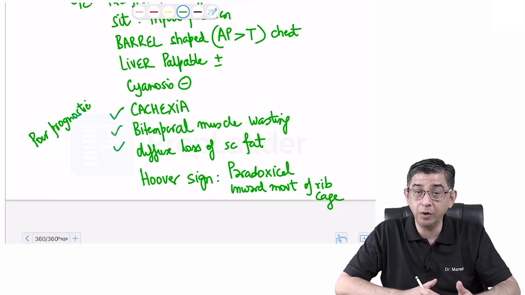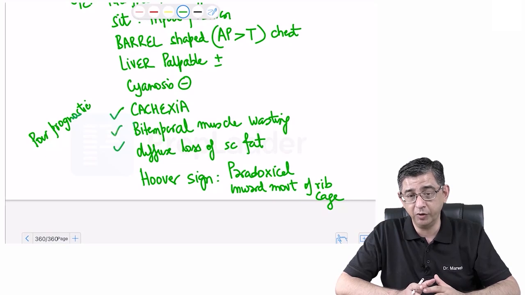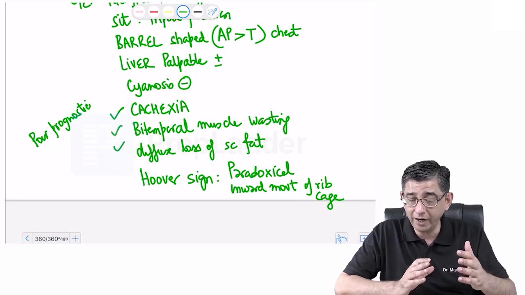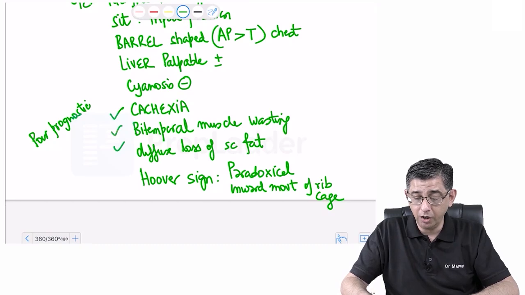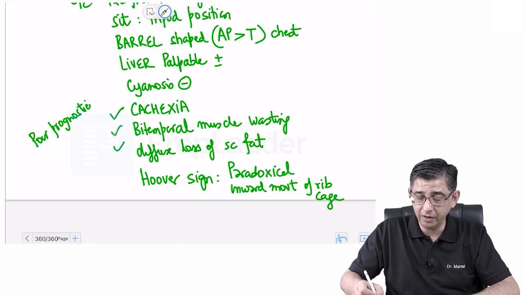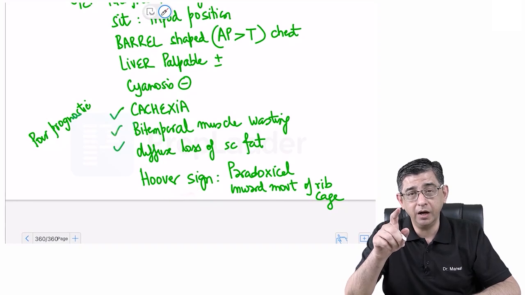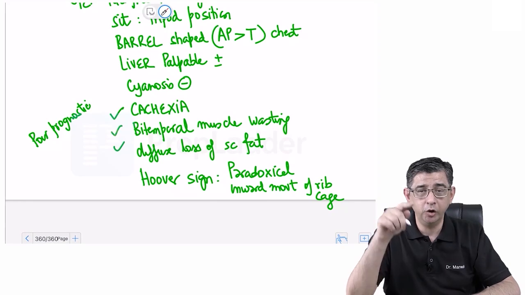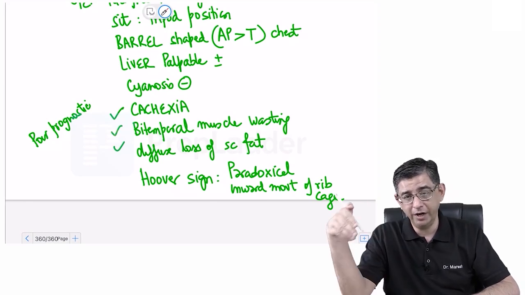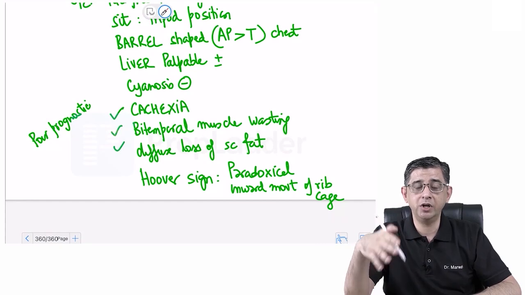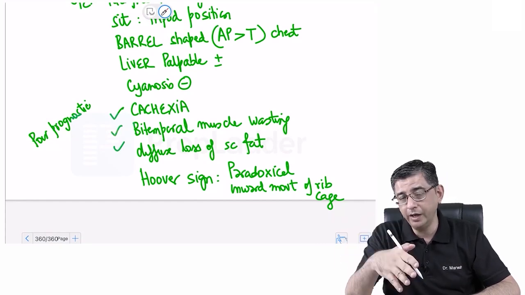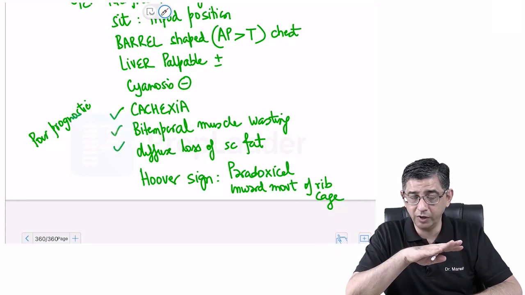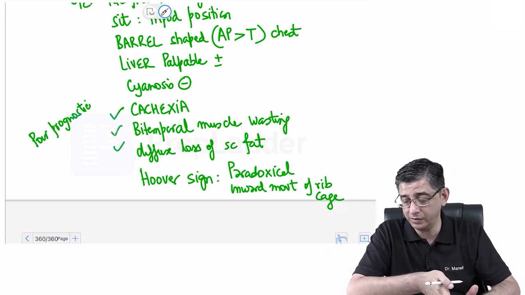I mean, the diaphragm will not be able to do this over a substantially long duration. So you might have to admit these patients once they start having sudden deterioration with a Hoover sign, and we will have to put these patients on non-invasive ventilation to reduce the work of breathing. Towards the end of the discussion, I'll describe non-invasive ventilation, also indications and contraindications, and that's one of the most important parts of this particular discussion.